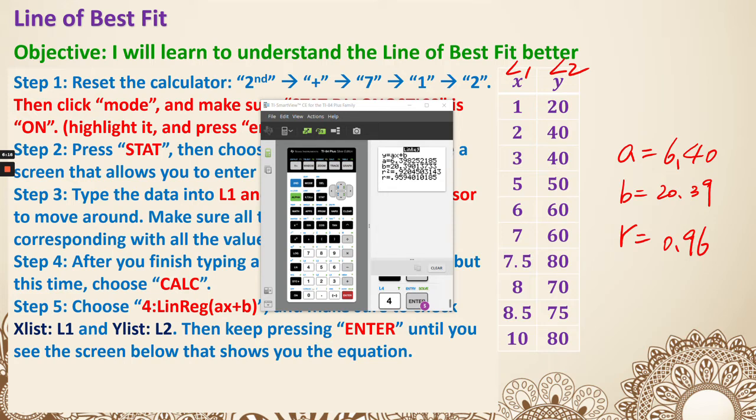But we're trying to find a linear equation. The linear equation is going to be AX plus B in this form. So A is 6.40, so 6.40x plus 20.39.